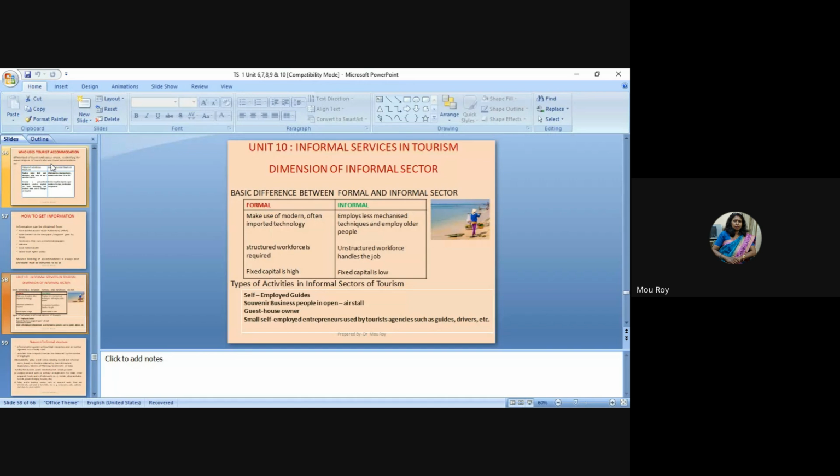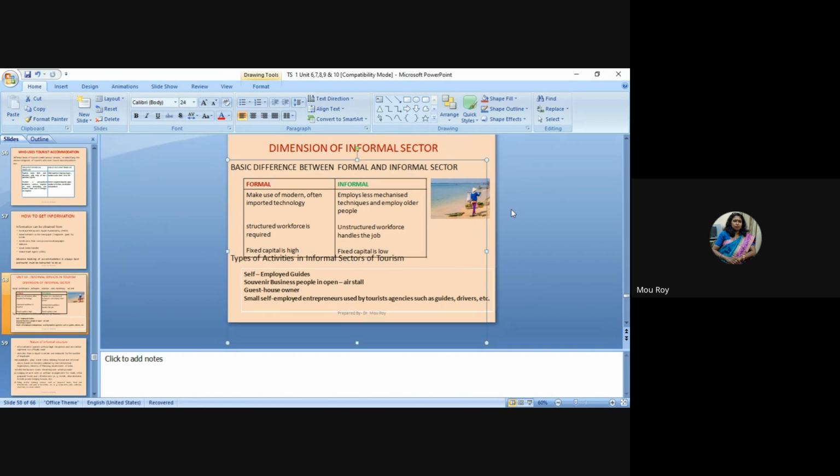And informal services: these are basically the difference between formal and informal. Formal basically makes use of modern, often imported technology, whereas informal employs less mechanized techniques and older people. So I have shown this informal example. You will still find this type of people near beaches and all. Government is not doing much for them. They really have a difficult time, but somehow most of them are self-employed. So this is about the informal sector.